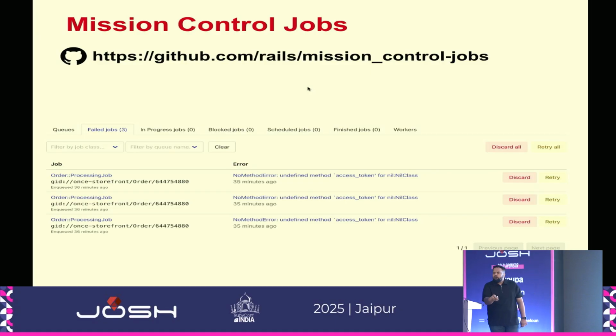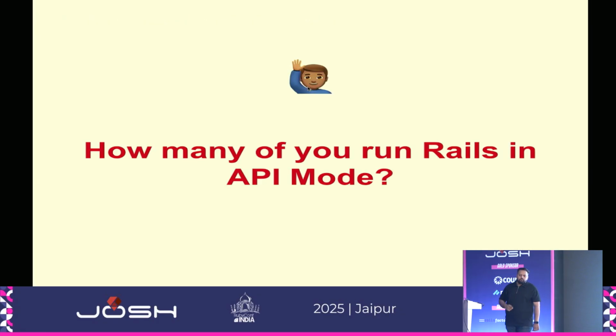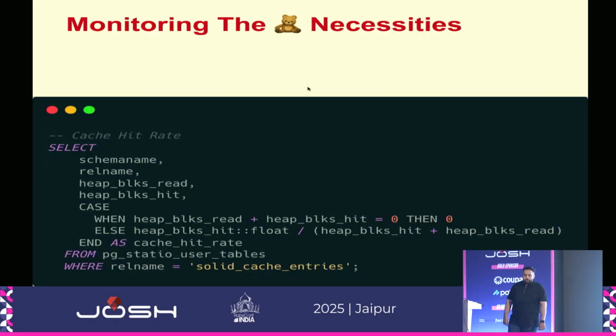So this won't work. For this to work, you'll have to install an asset pipeline. You can just install Propshaft, which is the new asset pipeline. Some people don't want to do that. If you do not want to do that, here are some bare necessities.